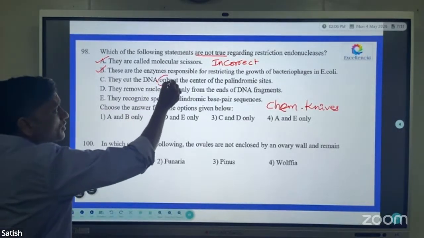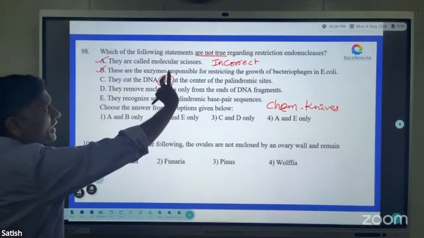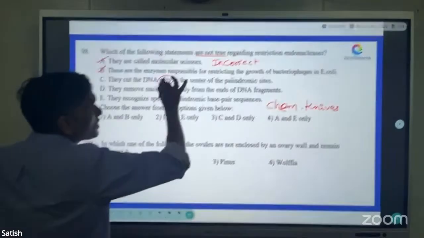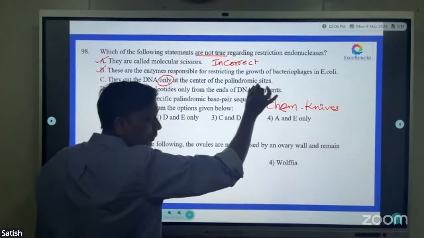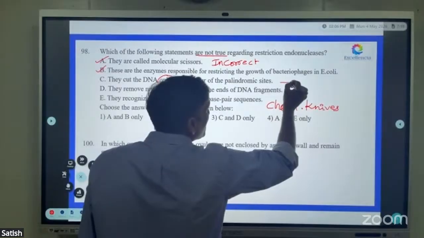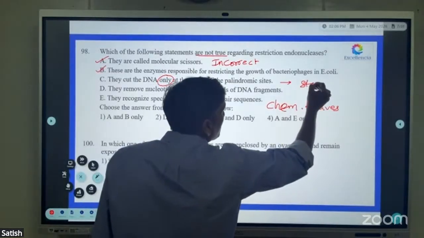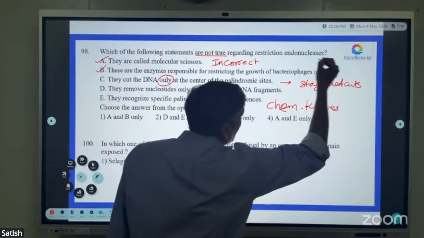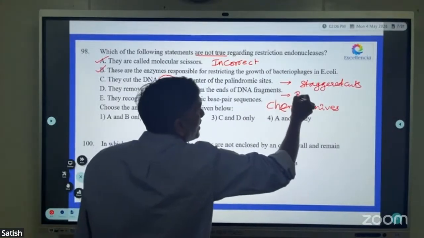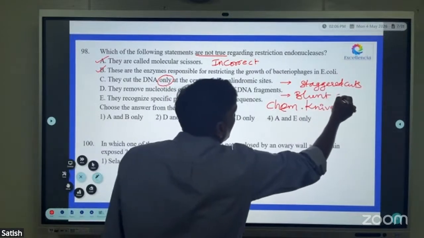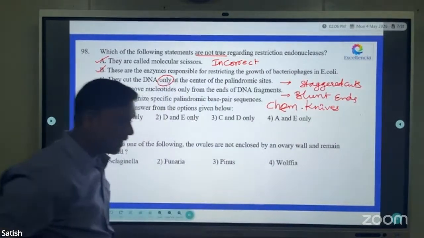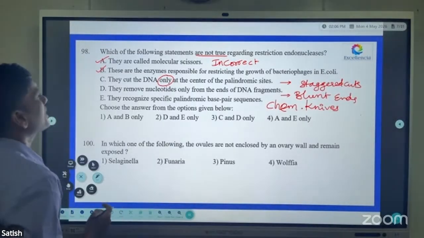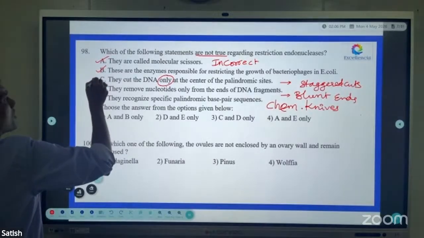They cut the DNA only. With this word, we need to identify whether it is a true or false statement, because these restriction enzymes not only at the center of the palindromic site, they can also make some staggered cuts that produce sticky ends and also blunt ends. So two types of cuts will be there. So not only exactly at the center, they can also cut the DNA sequence away. That's why C option, it can be considered as wrong statement.